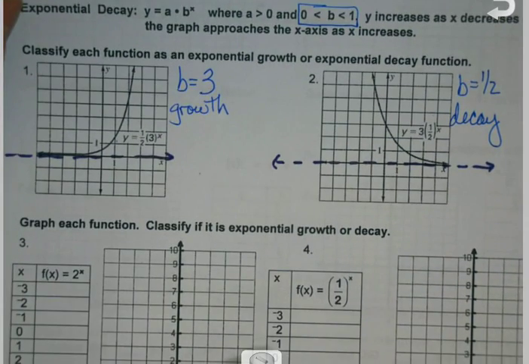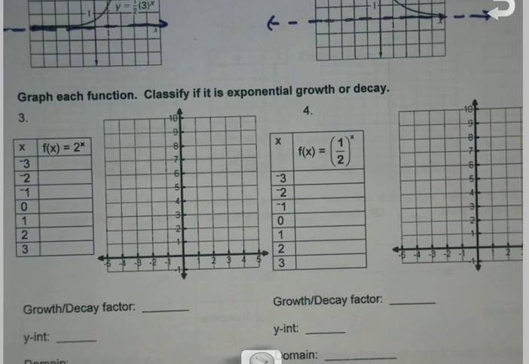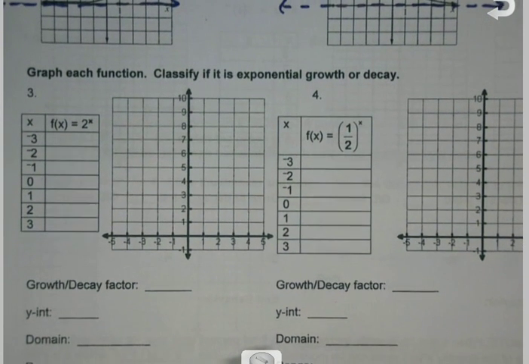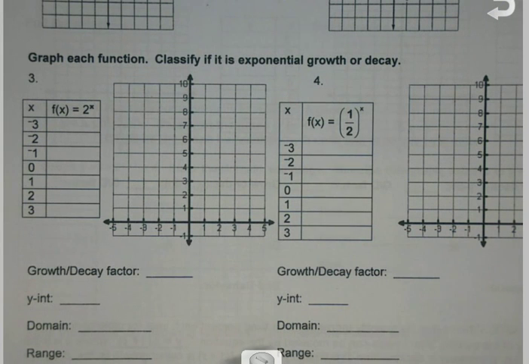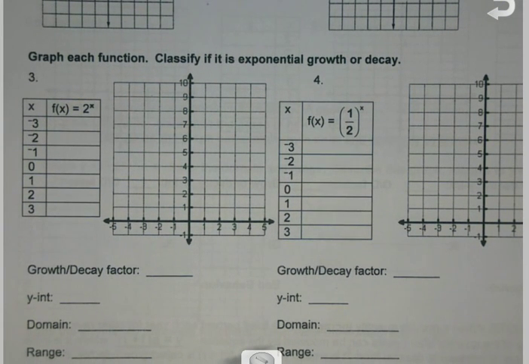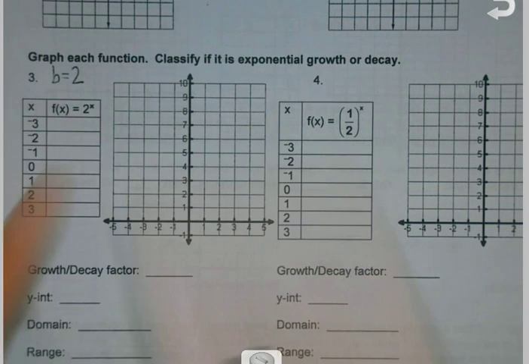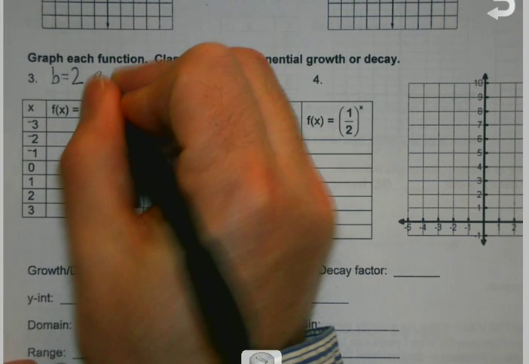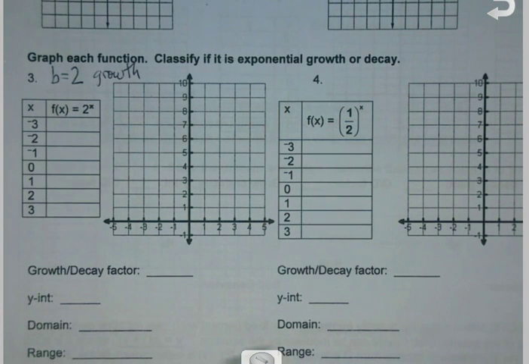So, okay, what if they don't give me a graph? Don't be frightened. It's not a big deal. As I get down to the graphing part, now before I actually punch this in the calculator, let's see if we can kind of apply something we learned a minute ago. Okay, in number 3, my B value is 2. So does that mean this should be growth or decay? Growth, because my B value is bigger than 1. So this graph, when I get done, should kind of look like number 1 did.